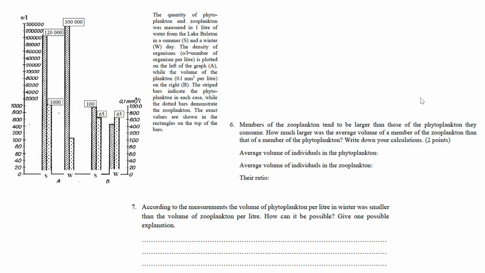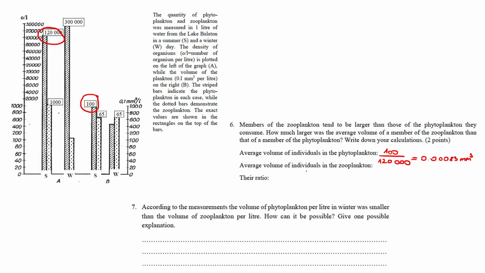Members of the zooplankton tend to be larger than those of the phytoplankton they consume. How much larger was the average volume of a member of a zooplankton than that of a member of the phytoplankton? Write down your calculations. So let's look at a little bit of math in here. Here, average volume of individuals. You take these two numbers, 100 divided by 120,000, and that's gonna give you the average volume of individuals in the phytoplankton. Very small number in cubic millimeters.